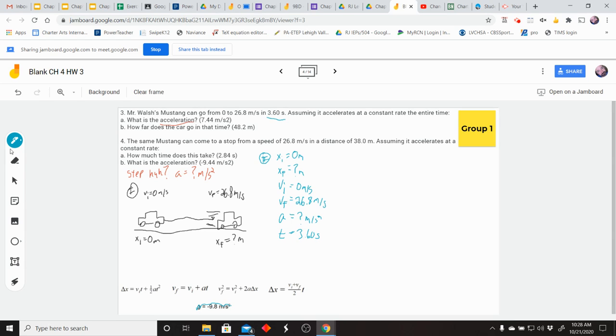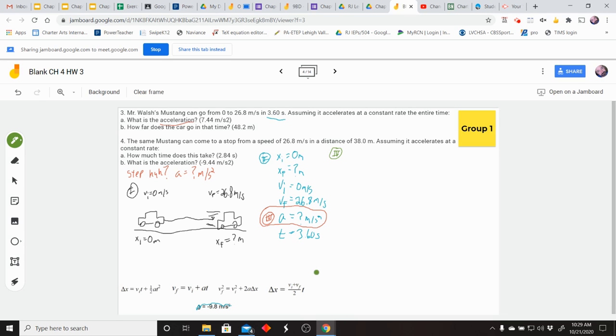So we have that. Now, step 3, which thing are we looking for? We're looking for the acceleration, A. And now for step 4, we have to pick an equation. It has to have A in it. So 1 has A in it, 2 has A in it, 3 has A in it, 4 doesn't. So it can't be 4.